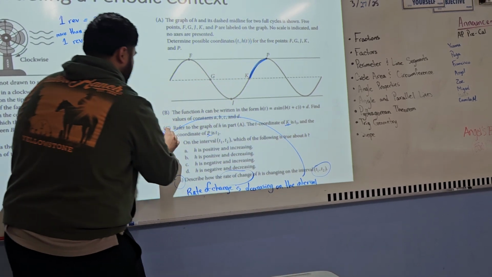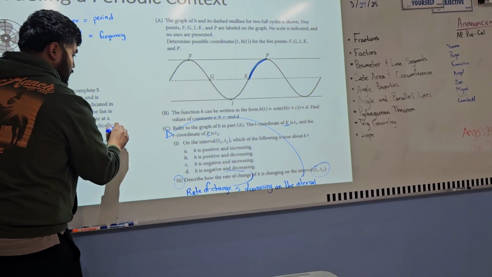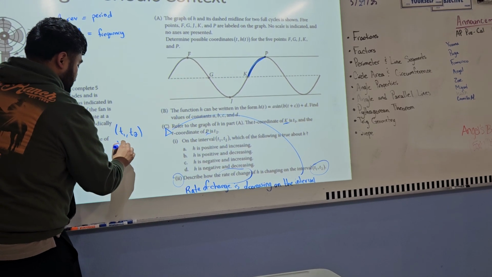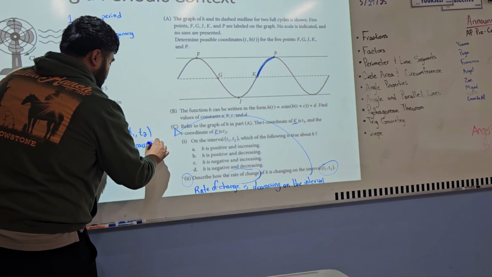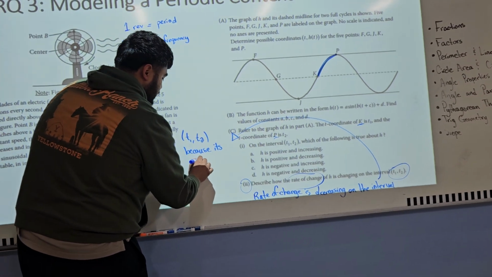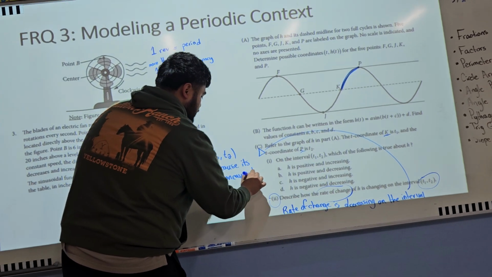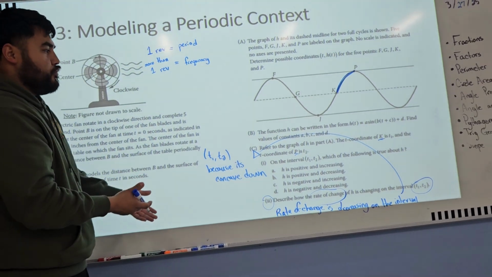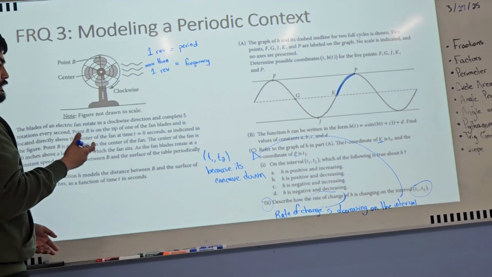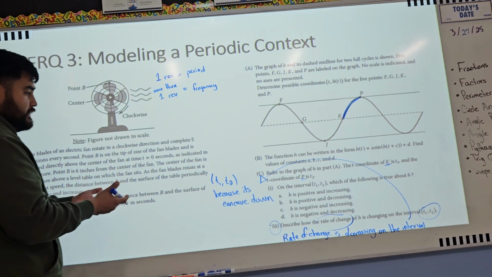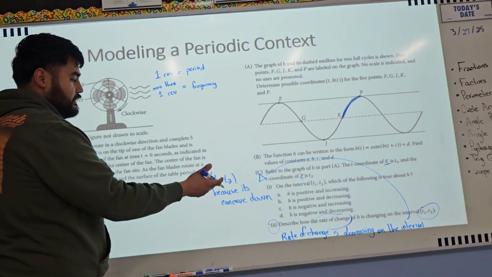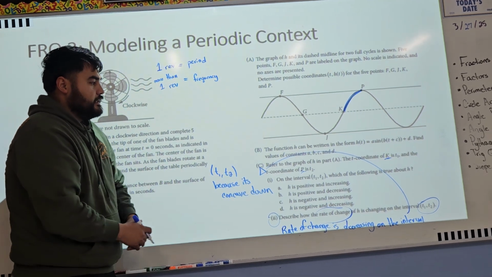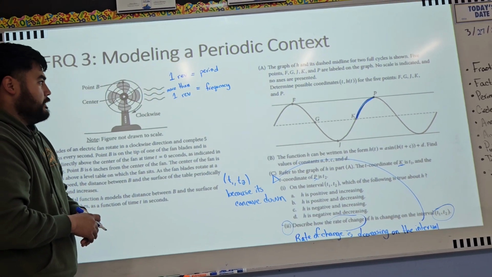I'm just going to continue writing it over here. On the interval T1, comma T2, because it's concave down. And there you go. Easiest point from the whole exam on FRQ3, section C2. Rate of change is decreasing on the interval T1 to T2 because it is clearly concave down. That is literally all you have to write down.